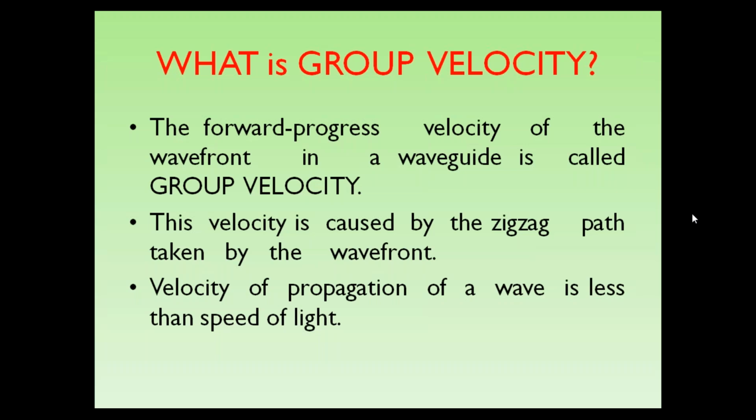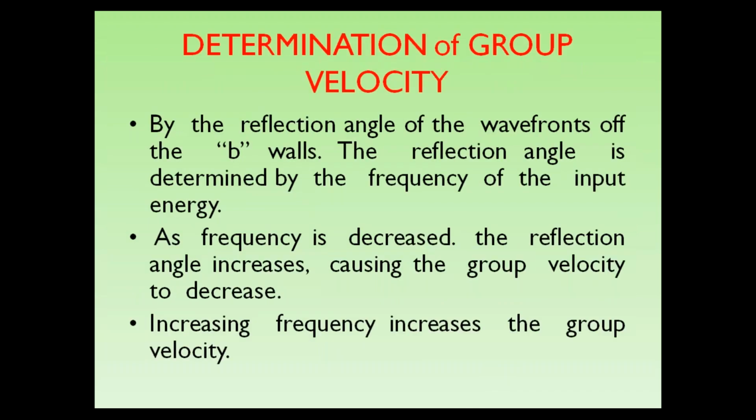So this velocity is always a zigzag path that is taken by the wavefront, and the velocity of propagation of the wave is always lesser than the speed of light. Then how do we determine this group velocity?